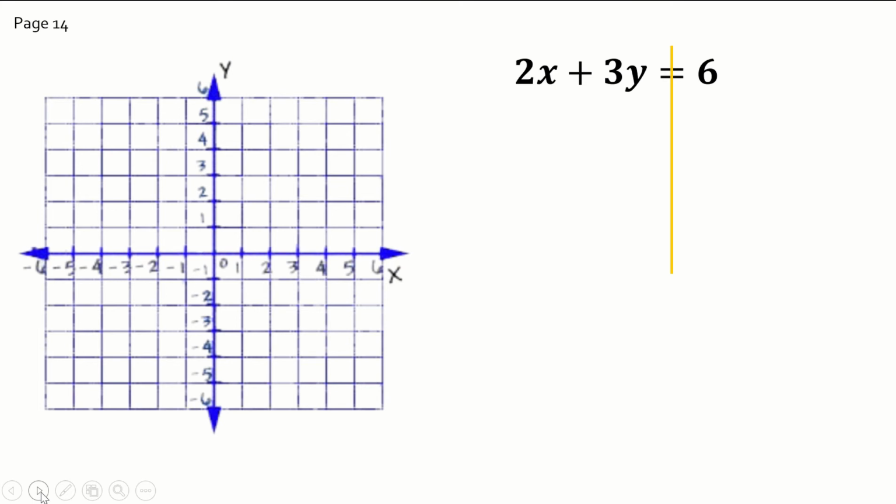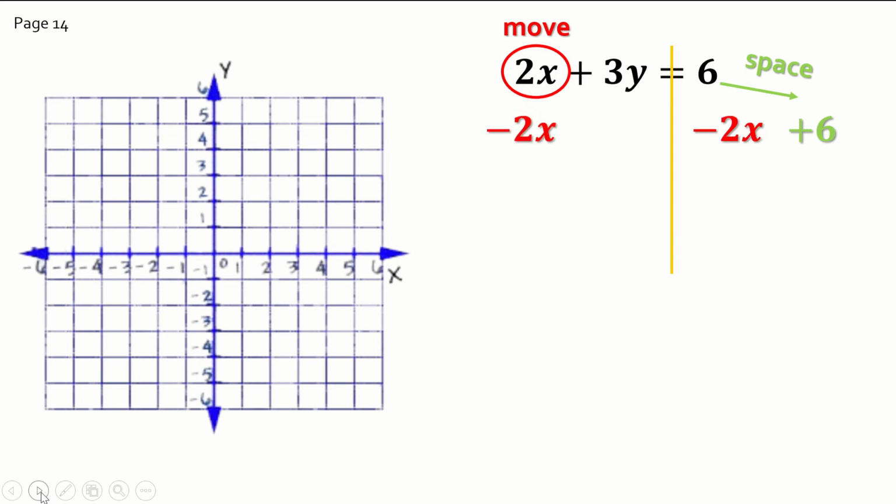This is our space, move, divide. So our first step is to space the constant 6. Now we're ready to move the x term, which is the positive 2x, to the right side. We do this by inverse operations. So the opposite of adding 2x is to subtract 2x from both sides of the equation. And then the last step is to divide by the constant of y. So we divide both sides by 3.